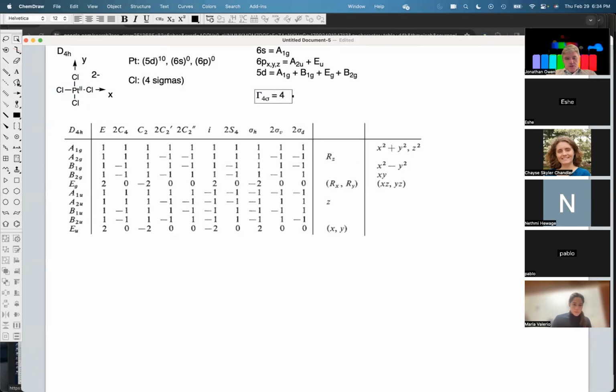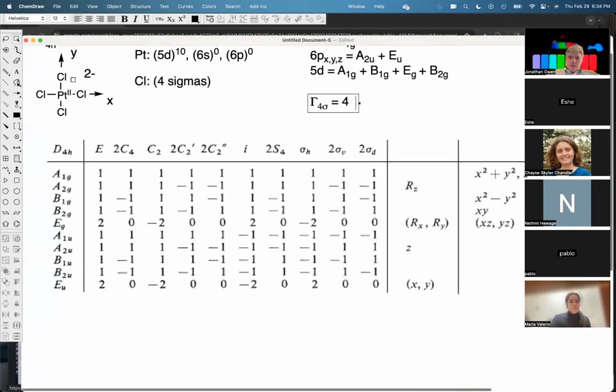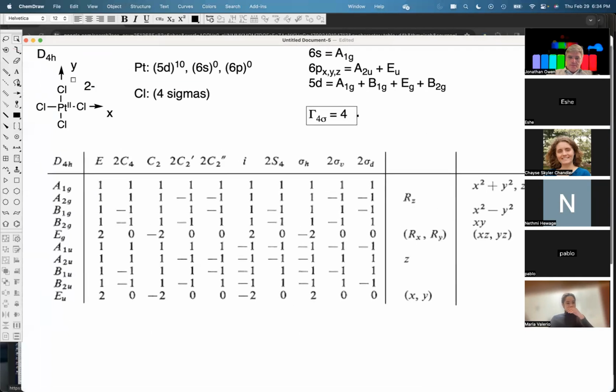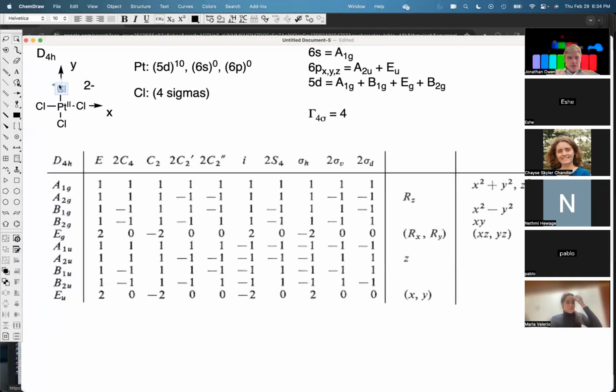And then under 2C4, where's the C4 operation? Well, it's along the Z. It's the principal rotational axis, right? So it's going to send this chlorine here over to this chlorine there, if we rotate it clockwise. And this chlorine here is going to go to that chlorine there. So the molecule spins with the C4. It means that all of them move.